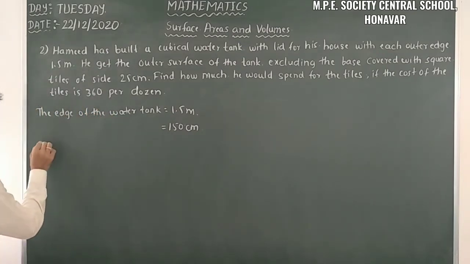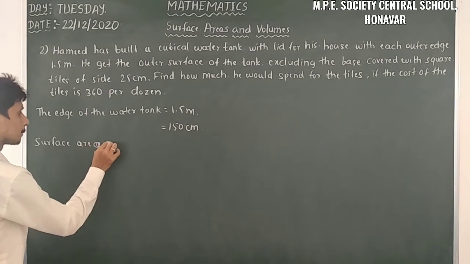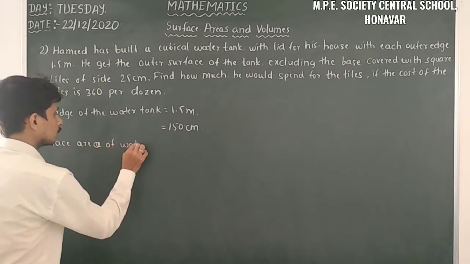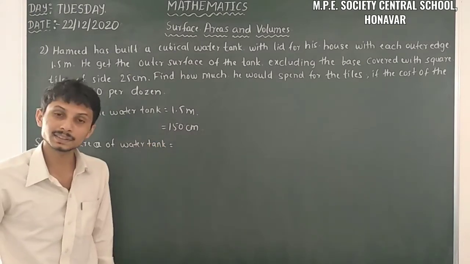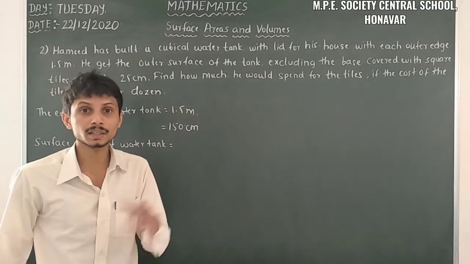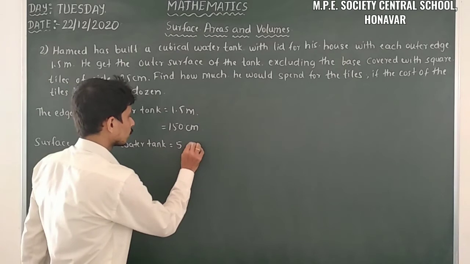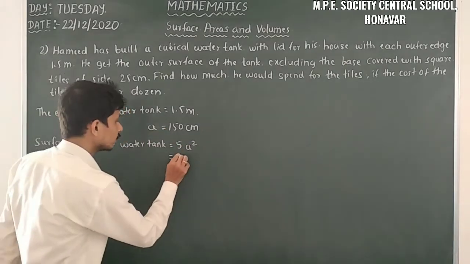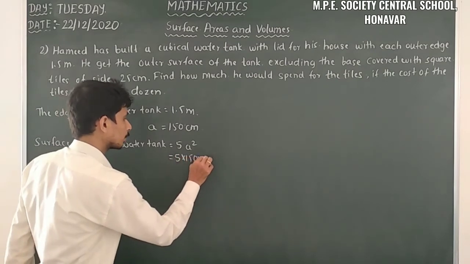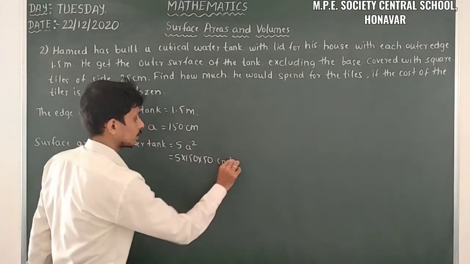It is firstly the surface area of the water tank. The total surface area is 6a square, 6 faces, 6a square. Here 5 faces we have, 5a square. That is 5a square. So the value of a is equal to 150 centimeter. That is 5 into 150 into 150, the unit remains as it is, centimeter square.